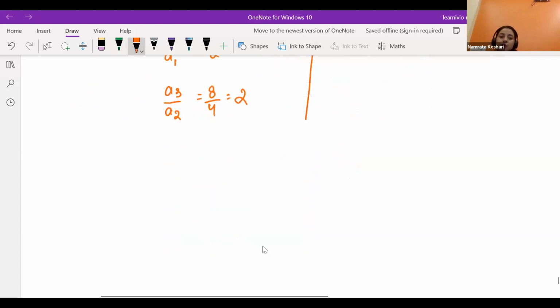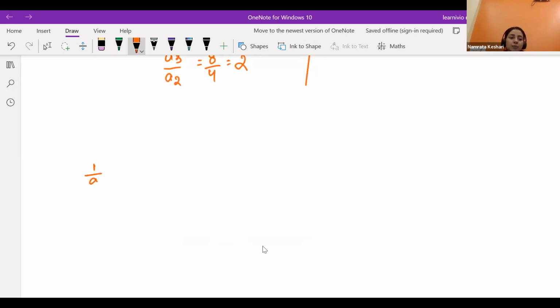Let me give you few more examples. Tell me whether it's in GP or not. 1 by 9, minus 1 by 27, 1 by 81. There is one and only one criteria to check: the ratio. If the ratio is common, it's in GP. If the ratio is not common, it's not in GP. Please check it.